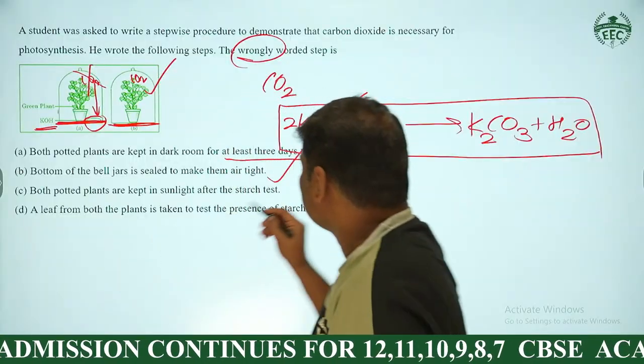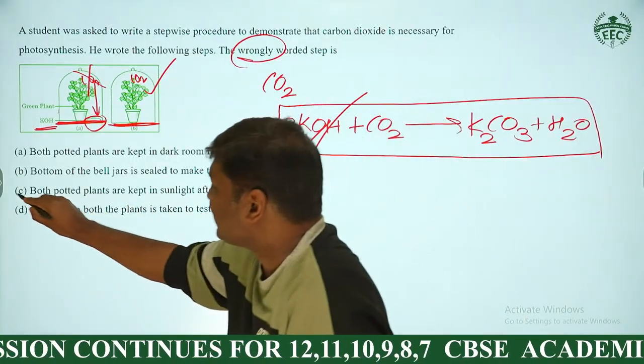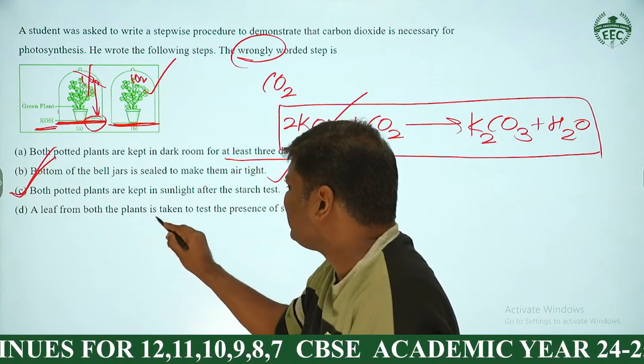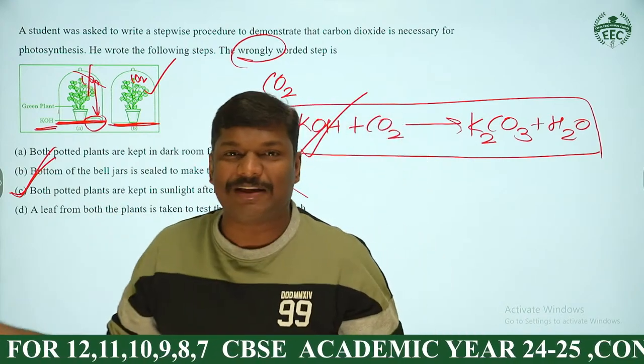A starch test, my dear student. So this is a wrong one. That's why this is the answer, my dear student. What is the last one? A leaf from both plants is taken to test the presence of starch. That is also a correct one.